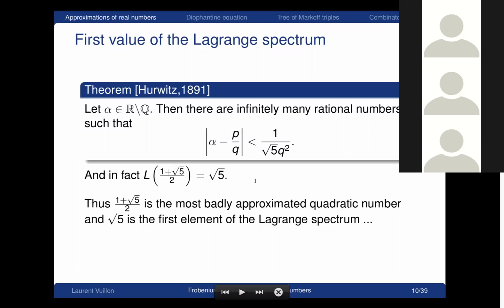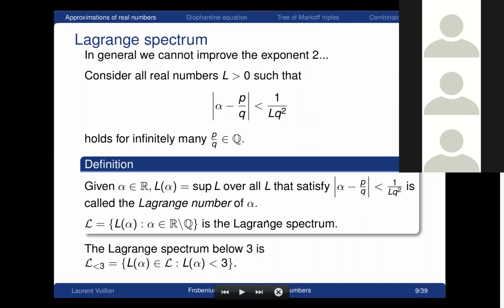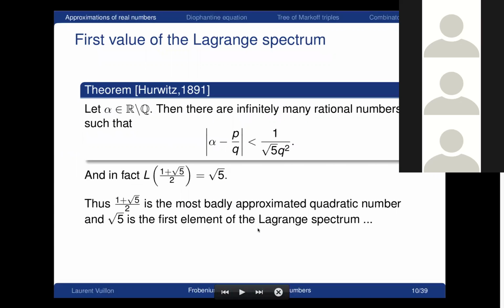So this means that the golden number is the most badly approximated quadratic number, and square root of 5 is the first element of the Lagrange spectrum. So this is exactly the first L on your Lagrange spectrum. So we can go further.